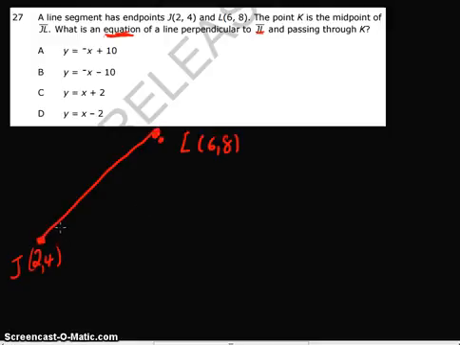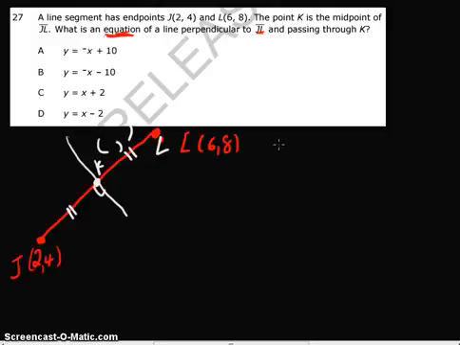Now we're looking for a line that is perpendicular to this one, so I'm going to draw some line, and that line is going to pass through this point, K. K is a point that divides JL into two equal parts, so these two sides are the same. So the first thing is we need to figure out the coordinate of K.